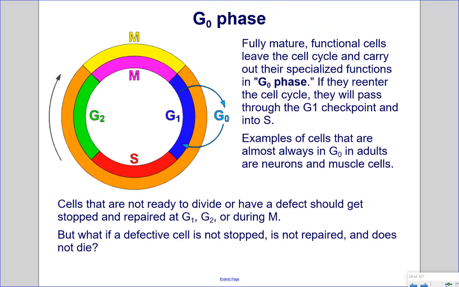G0 phase. Fully mature, functioning cells leave the cell cycle and carry out their specialized functions in G0 phase. If they re-enter the cell cycle, they will pass through the G1 checkpoint and into S. Examples of cells that are almost always in G0 in adults are neurons and muscle cells. Cells that are not ready to divide or have a defect should get stopped and repaired at G1, G2, or during M. But what if a defective cell is not stopped, is not repaired, and does not die?